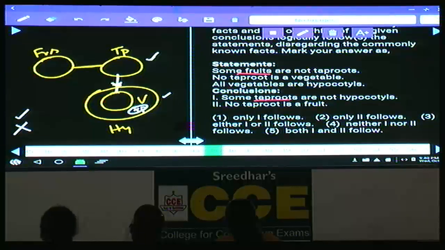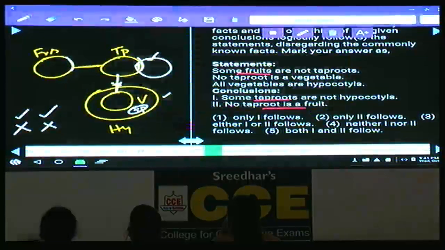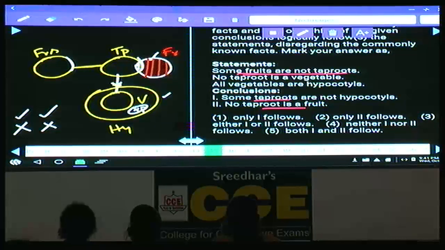Then coming to the second: no taproot is a fruit. Taproot is here and fruit is here. No taproot is a fruit, that is true. To make this one false, I need to draw some taproots are fruits. Can I draw like this or not? Yes. Hence the alternate diagram is proven, previous conclusion false. Still if any doubt, check here. The statement some fruits are not taproot is also valid. Hence the alternate diagram is proven, previous conclusion is false. Hence neither 1 nor 2, that is choice 4 is the answer. Done with this? And next is English.